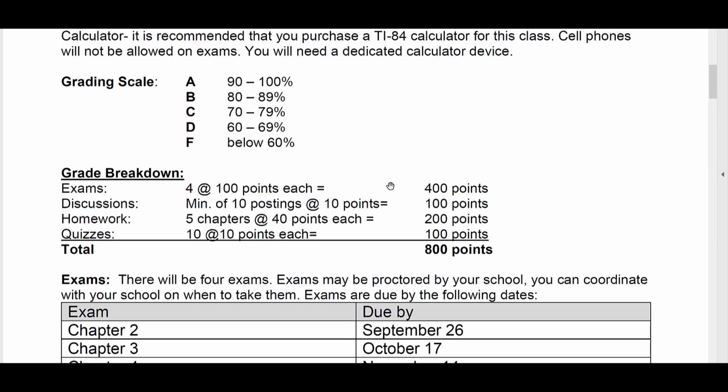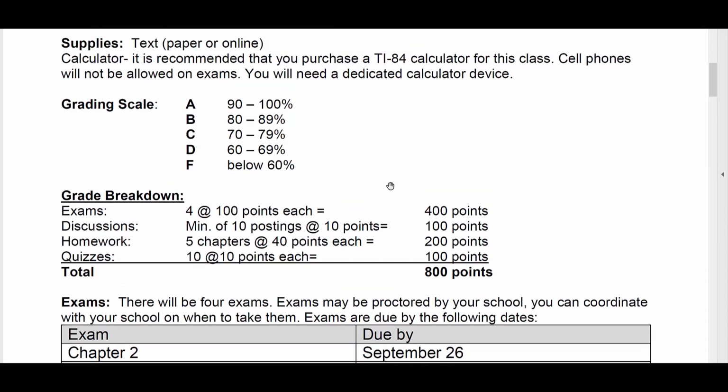So for the class supplies, you're expected to have a textbook of some type, either paper or online. The calculator, it's recommended that you purchase the TI-84 calculator for the class. It's what I like to use. Cell phones are not allowed for exams, and I need to look into the new test proctoring system. We've used Proctorio, and I think we're using Respondus, but we'll see how that goes. You will need a dedicated calculator device.